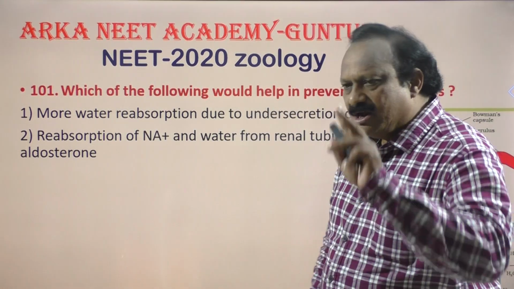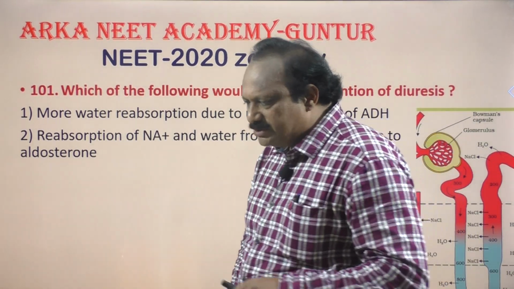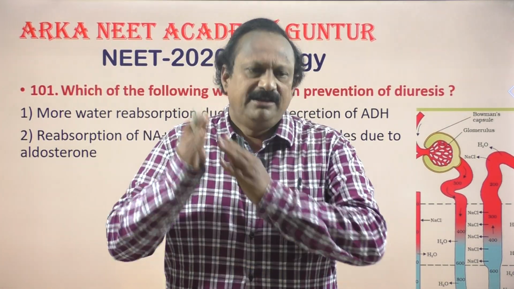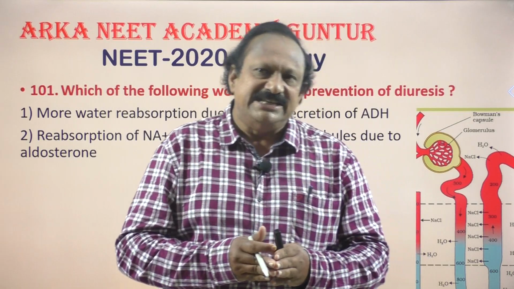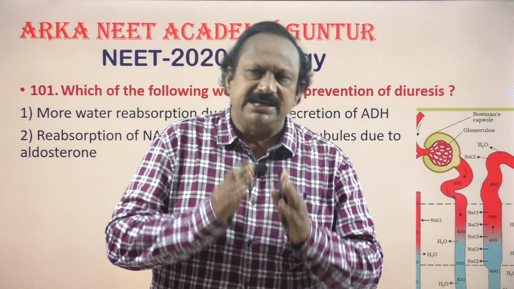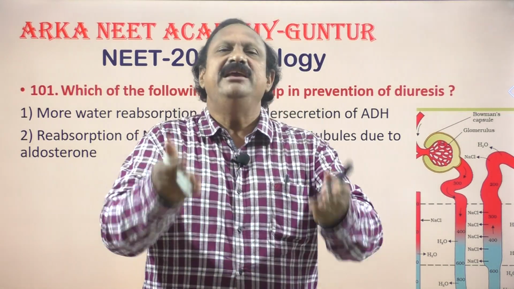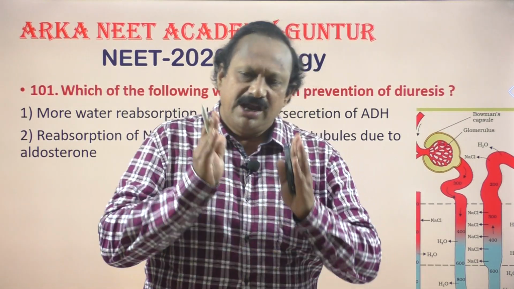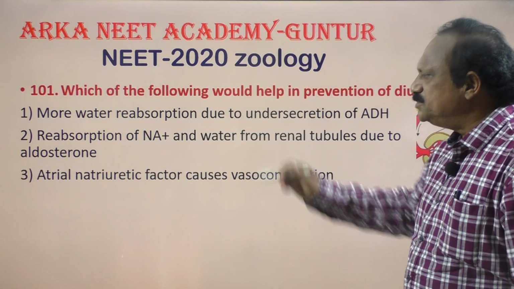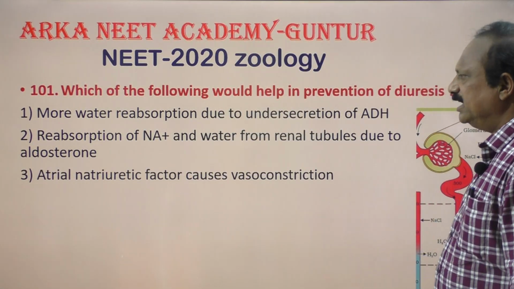Okay, so there are two hormones which prevent the diuresis. One is ADH, which directly increases the absorption of the water and prevents the diuresis. The second one is aldosterone, which indirectly involves the absorption of water and prevents the diuresis. Therefore, second option is the correct answer.